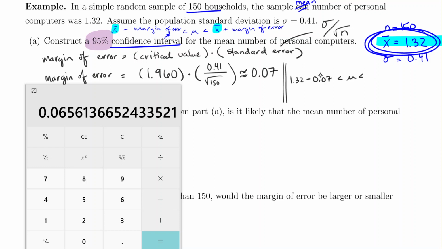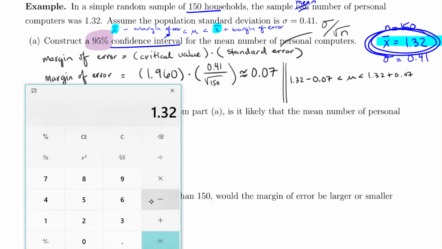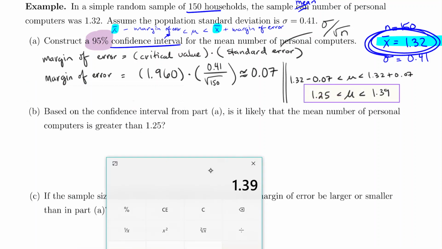So the mean value is between that and the sample mean plus the margin of error. Now both of these can be simplified. 1.32 minus 0.007 is 1.25. The population mean is between 1.25 and 1.32 plus 0.007, which is 1.39. So that is my 95% confidence interval for the population mean.